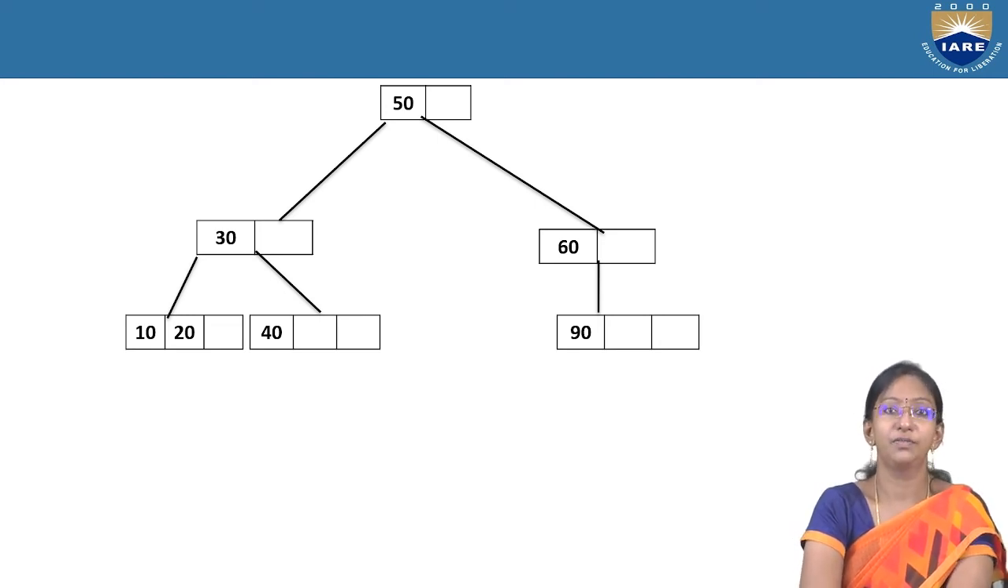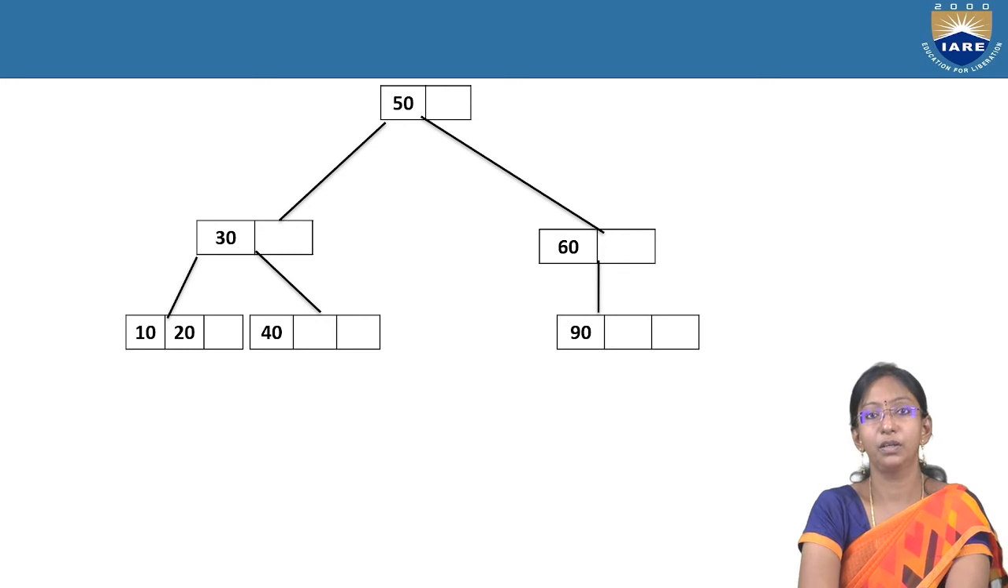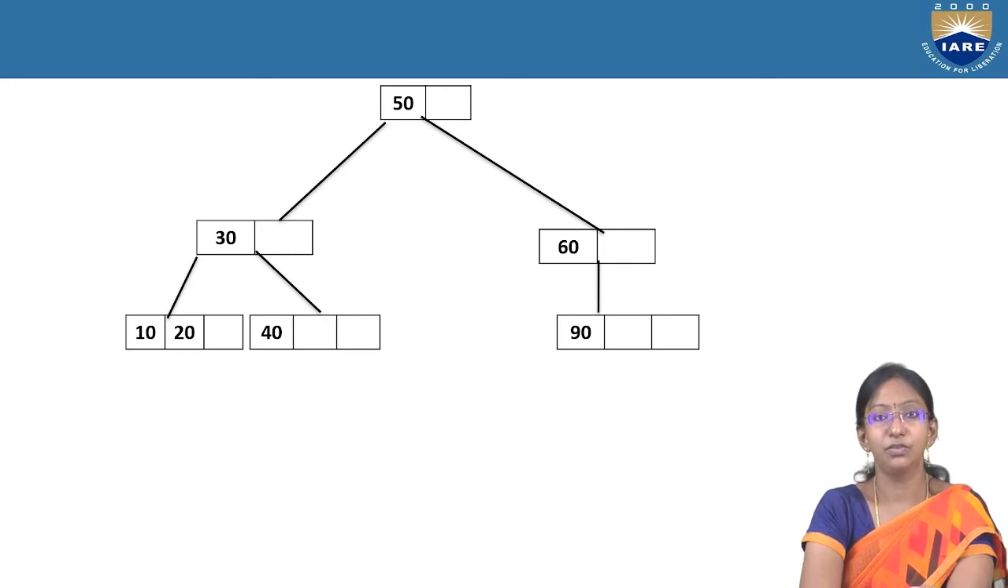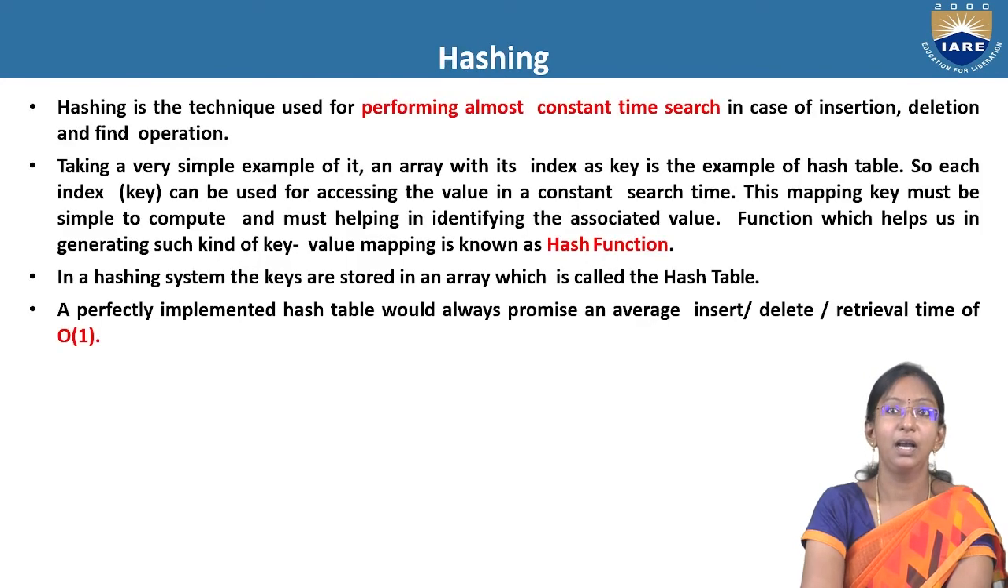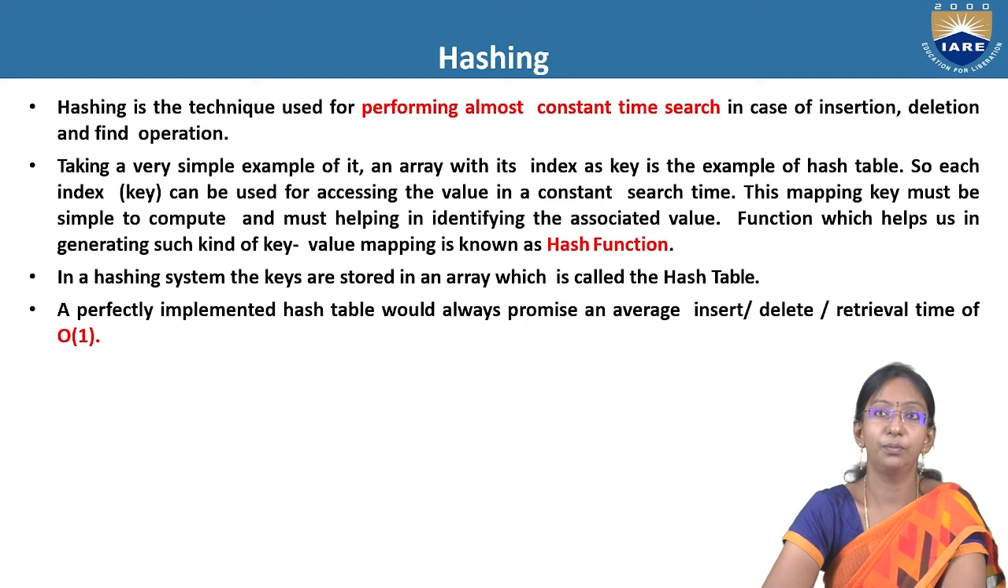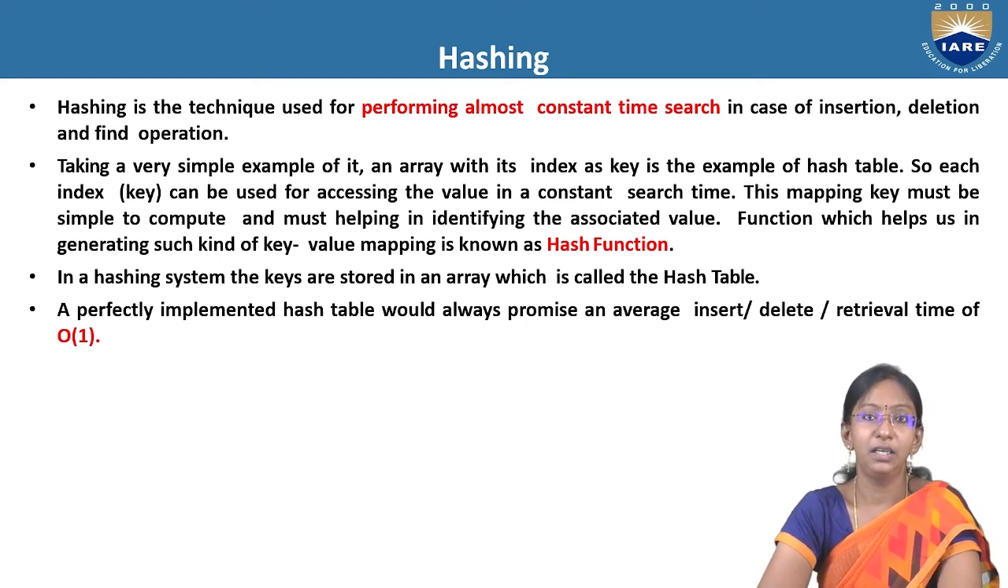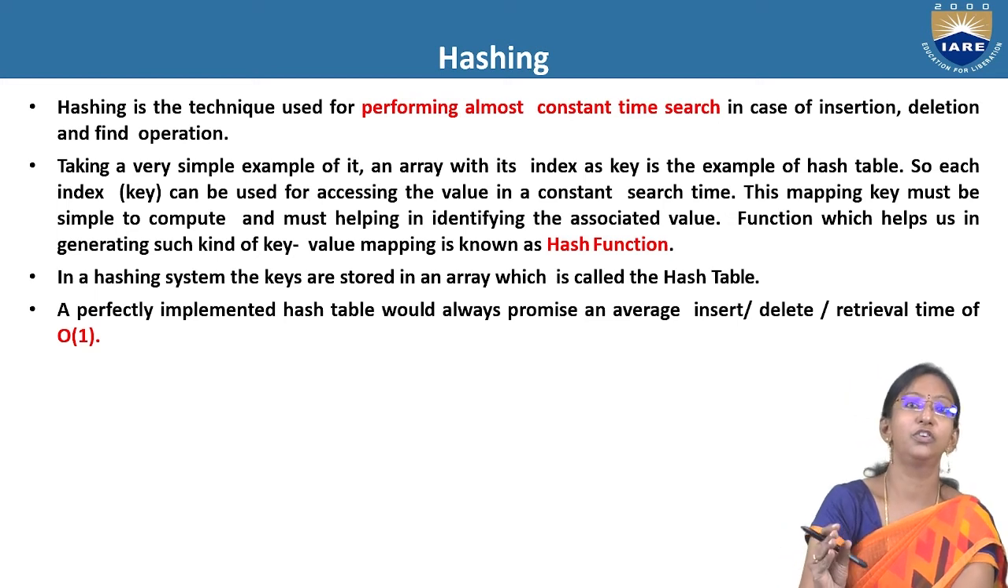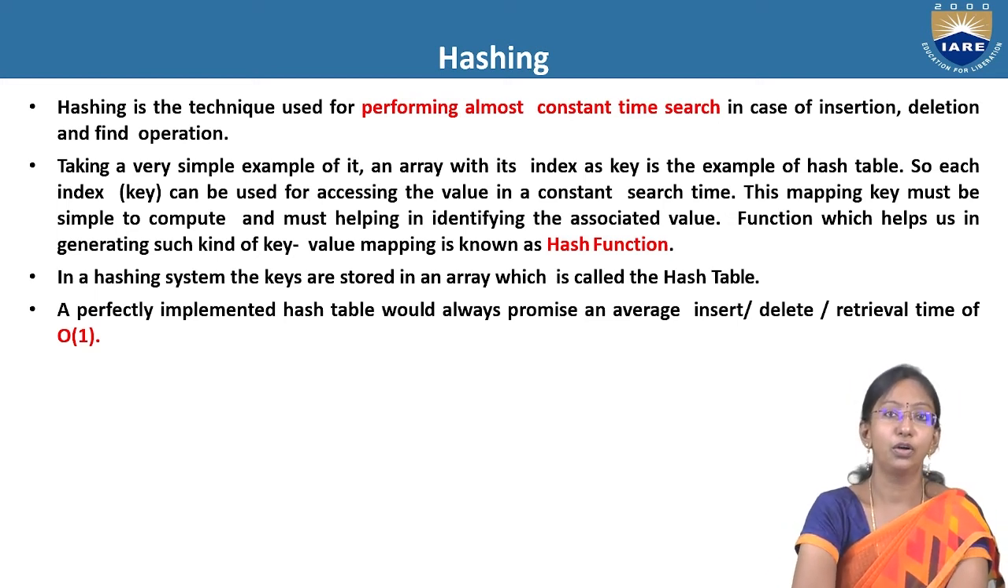Okay, so we have seen what a binary search tree, AVL tree, and M-way search tree are. Let's look at a few terminologies in hashing. Hashing is a technique for performing any task in constant time. That is, storing the data in its short form, with the help of a hash function.